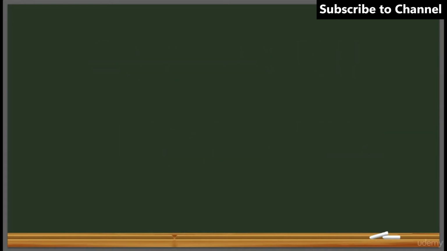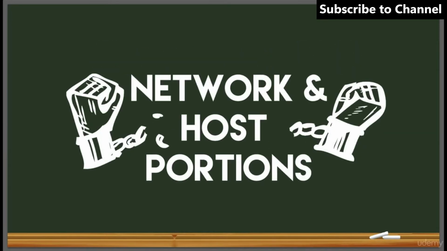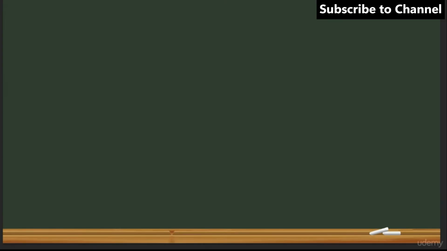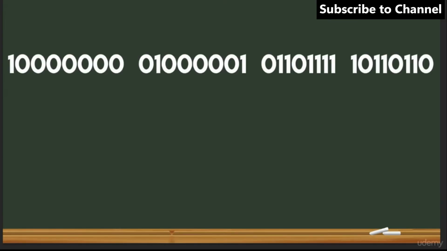Since we don't have classes anymore, the network and host portions aren't fixed, so they can have different values depending on our needs. For example, we can have this IP address and say that the net ID consists of 11 bits and the host ID consists of 21 bits. Or maybe we want the net ID to be 20 bits, which leaves only 12 bits for the host ID portion. You get the idea.